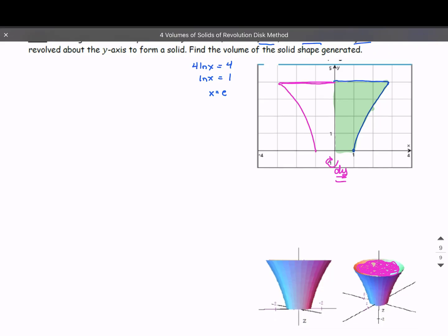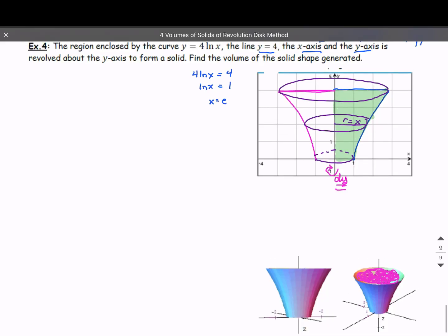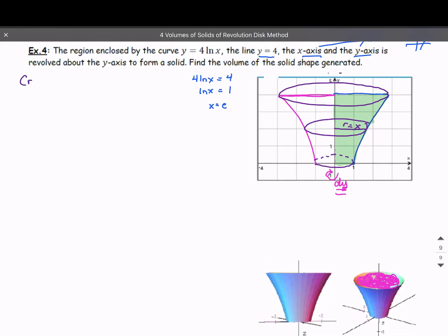And now our cross section, we know that the top is circular. The bottom is also rounded. And any cross section is here and has a radius that is equal to x. So we know that our cross sections, again, are circles or discs. And we know the area of that is pi r squared, which again is pi x squared. I need to be in terms of y because we went around the y-axis.